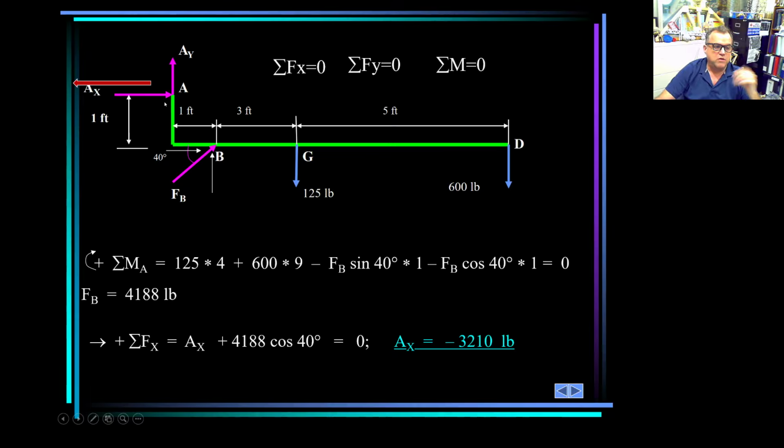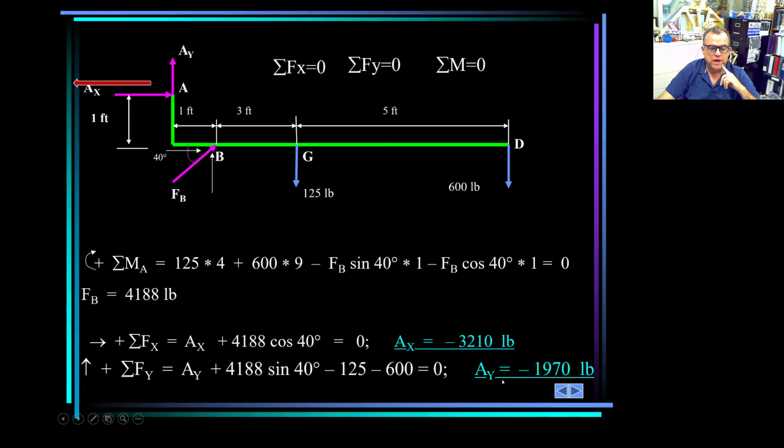Now, if I do summation of forces in y equals 0, what do you get? AY plus this component, which is FB sine 40, minus 125 minus 600 equals 0. And then I can solve for AY, which is also negative. What does that mean? That means that AY in reality is going opposite to whatever I said before. Now, good thing about equilibrium is that now you can be sure that your reactions are correct.